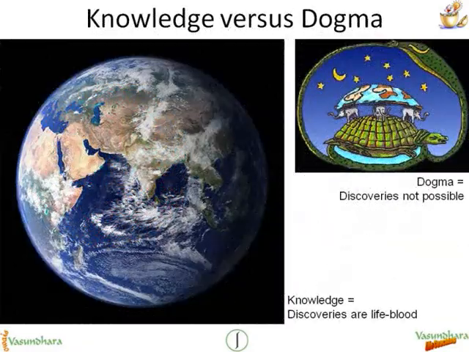Moving on. Discoveries are lifeblood for knowledge, like the earth is a sphere. Discoveries are not possible in dogma, like, for example, for creationists, that is, the dogmatic Christians, the earth is only 6,000 years old. For them, it has not yet been discovered that the earth, which is a sphere, has been in existence for much, much longer than 6,000 years. They're still sitting on top of their favorite tortoise on a disc.